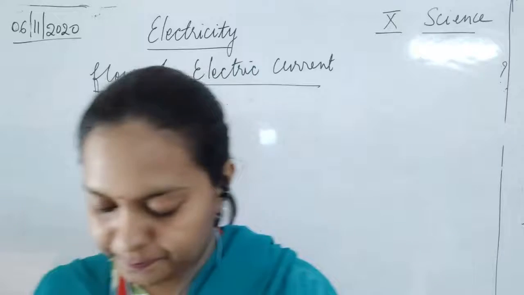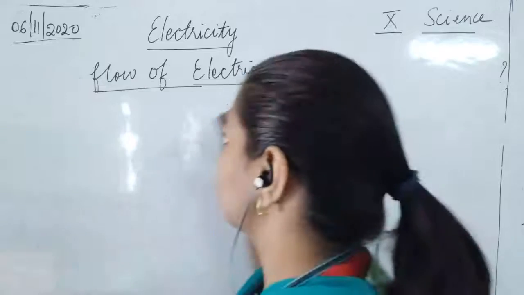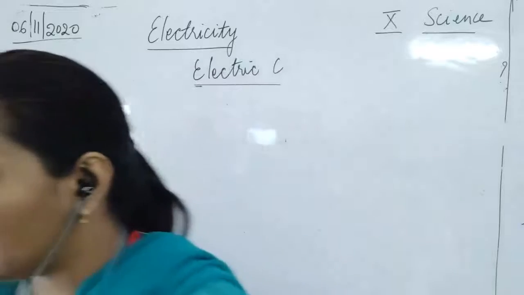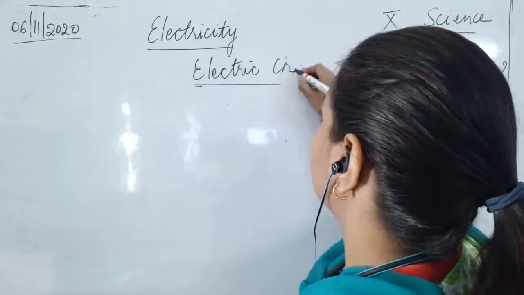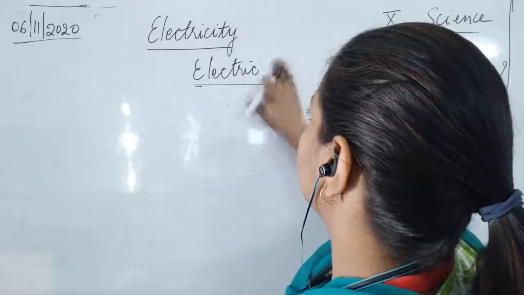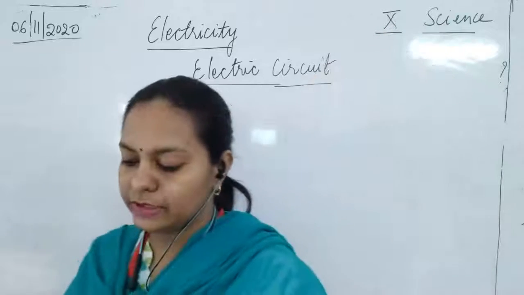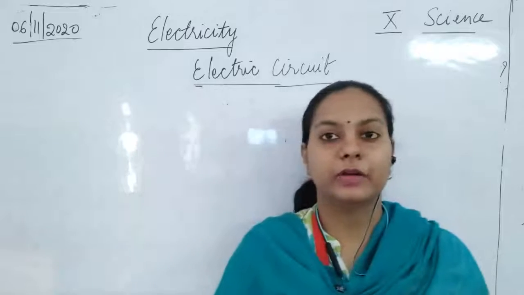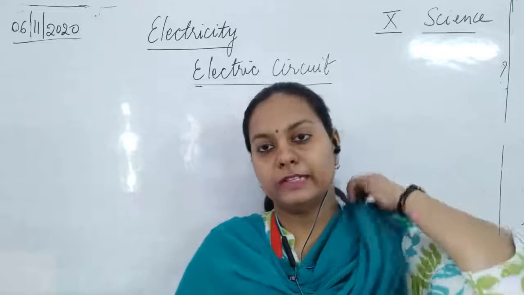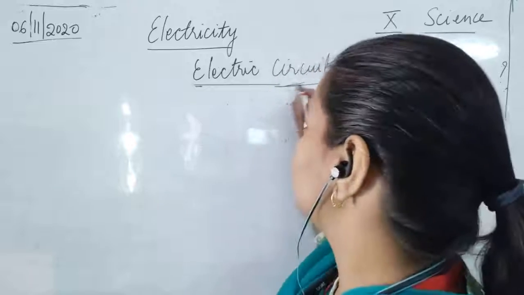Please remember. The next topic we will be discussing is electric circuit. So what do we mean by electric circuit, children? We have already seen this in lower classes. We have the chapters of electricity in class 6th and 7th as well, so I think you might have the concept of a circuit.